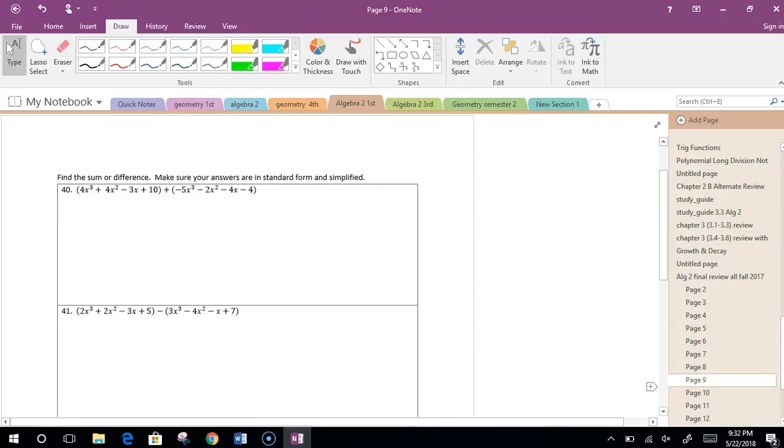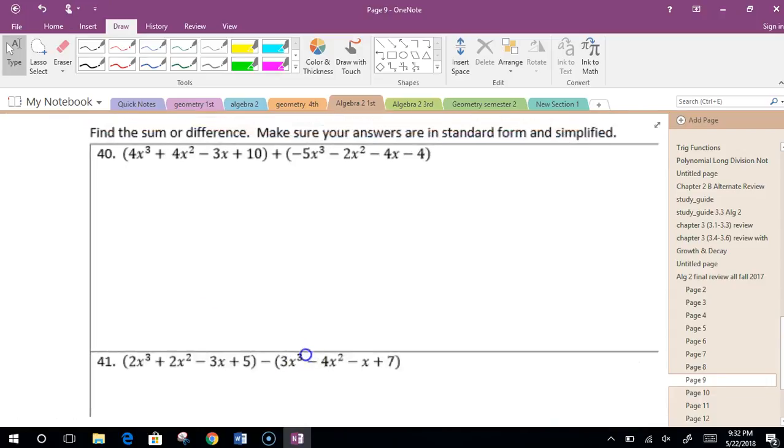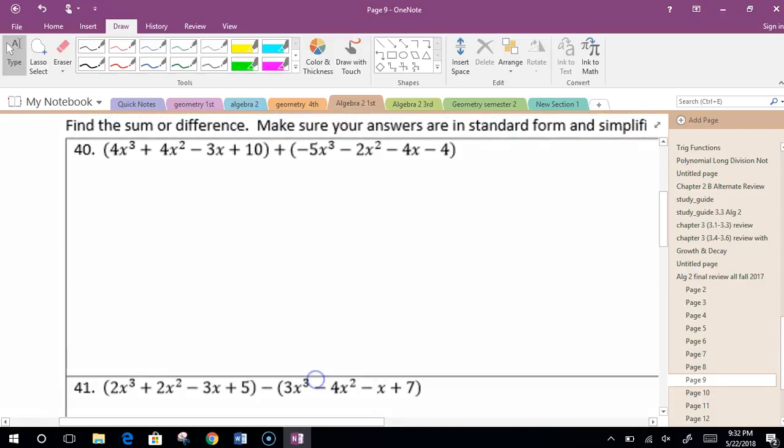The next part is our addition and subtraction of polynomials. Remember here that really all you're doing is adding up like terms. So start with your highest exponent. So I have 4x to the third minus 5x to the third. So I get negative 1x to the third. That takes care of those.